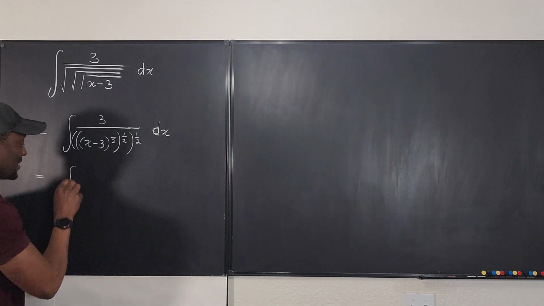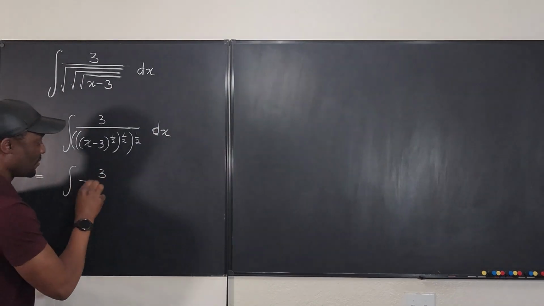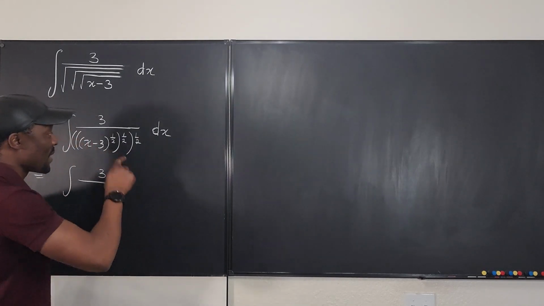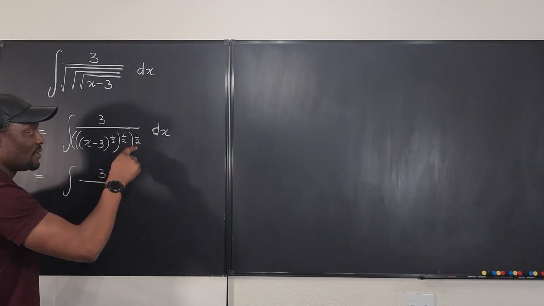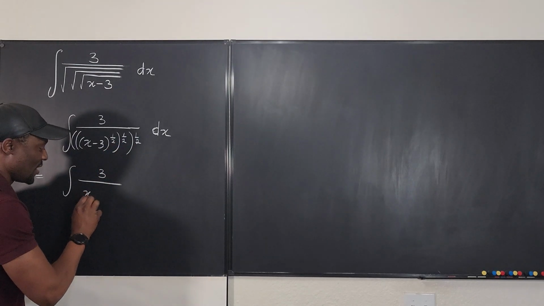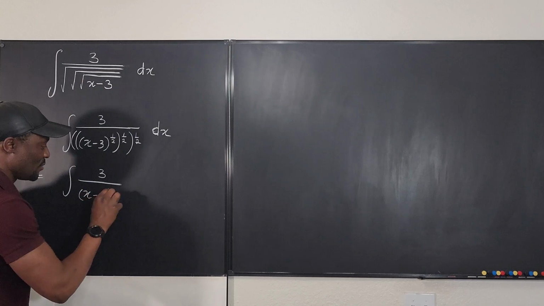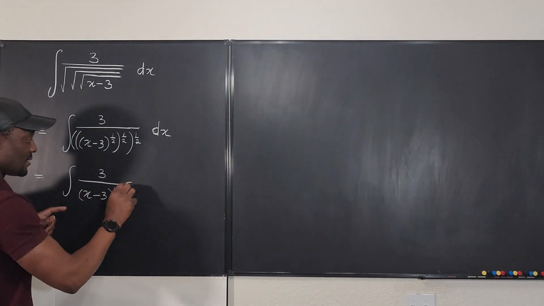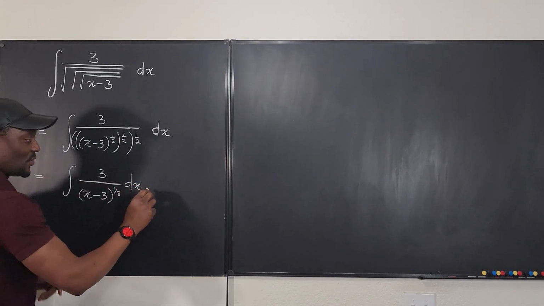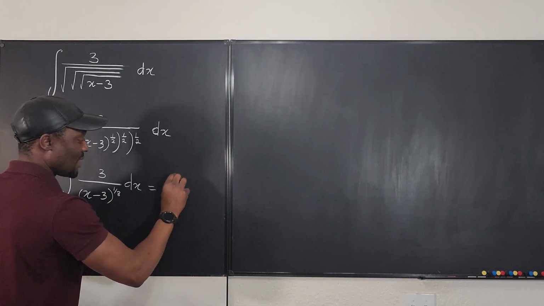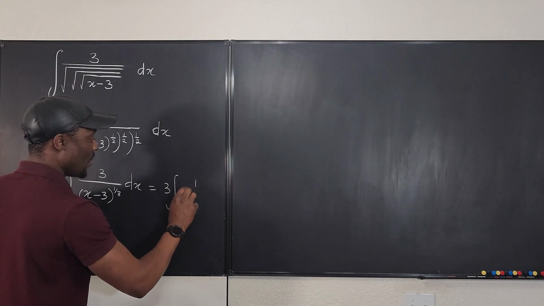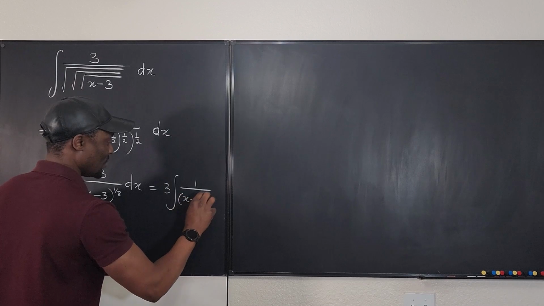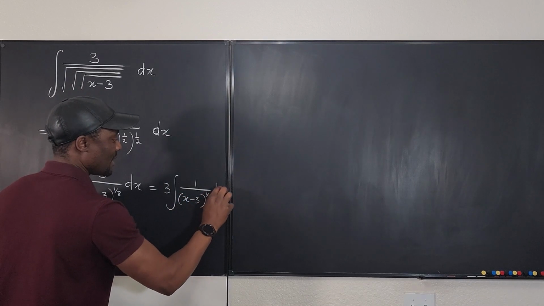Because we can then write this as the indefinite integral of 3 over, if you remember your algebra, your laws of exponent very well, when you have this, all you have to do is multiply these powers together. You get x minus 3 raised to power 1 over 8. And I can pull this to the back so that this becomes 3 times the integral of 1 over x minus 3 to the 1 over 8 dx.